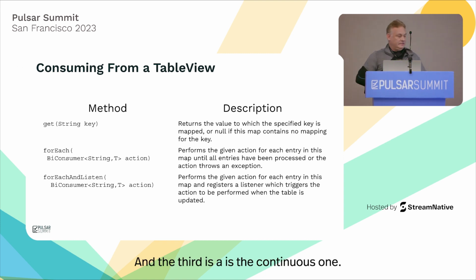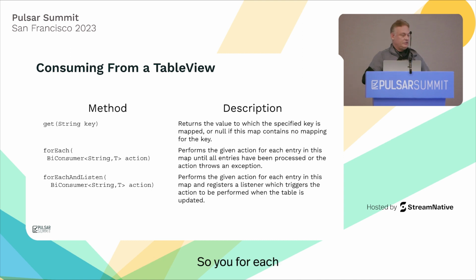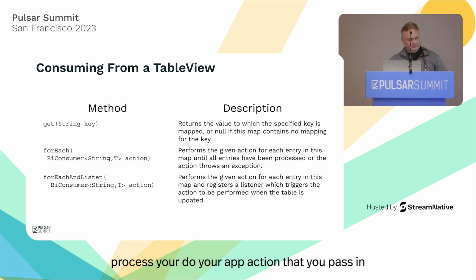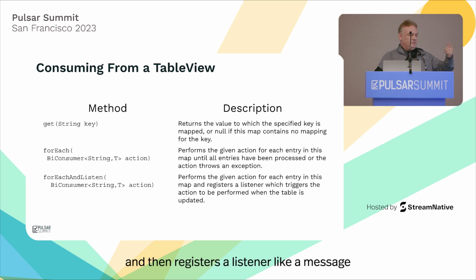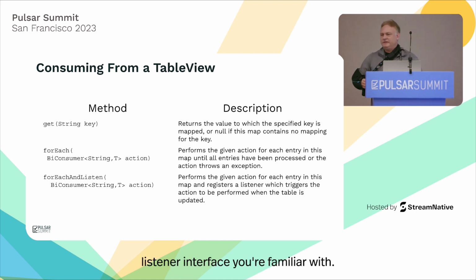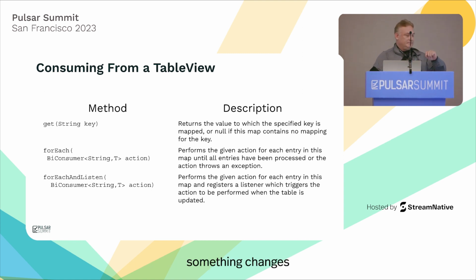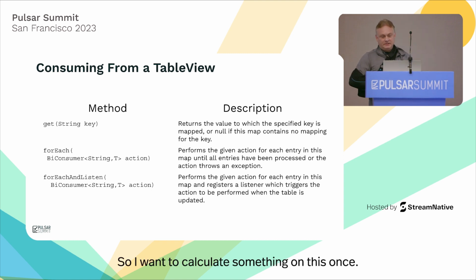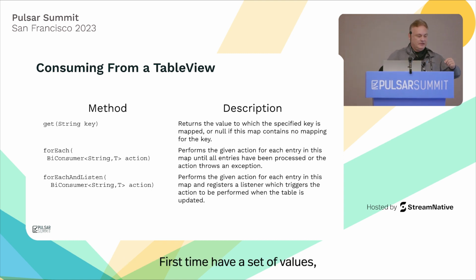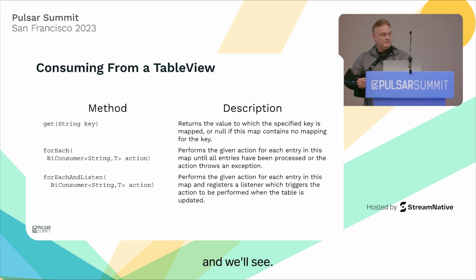And the third is the continuous one. So for each, you do a single scan of all the keys in that table, do the action that you pass in, whatever function you want, and then it registers a listener, like a message listener interface you're familiar with. The next time something changes or a new field is added to that compacted topic, perform that action again. So it's like a continuous query. So I want to calculate something the first time, have a set of values, and then as new values come in, as values change, you'll automatically update this information, and we'll see.